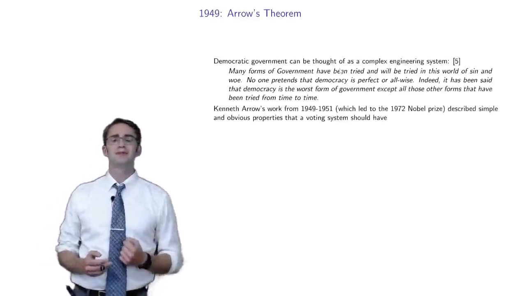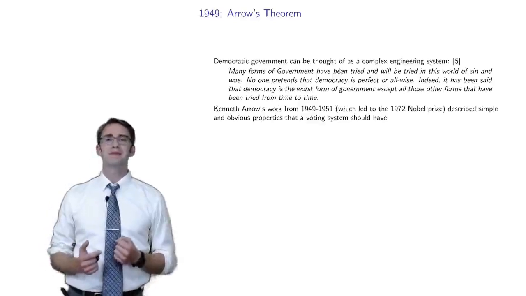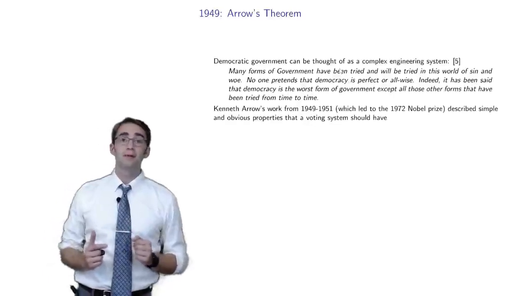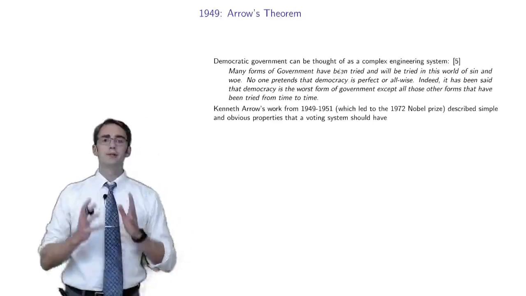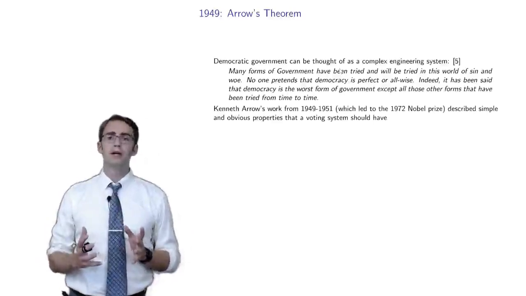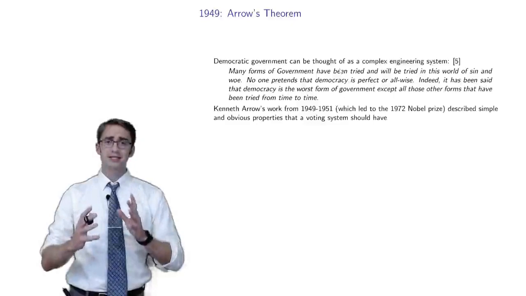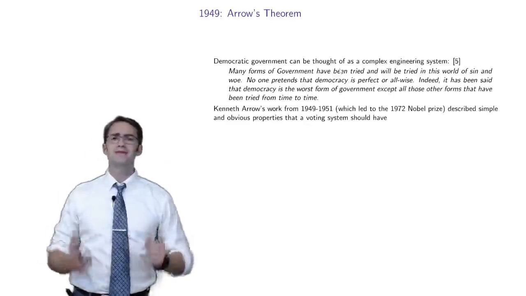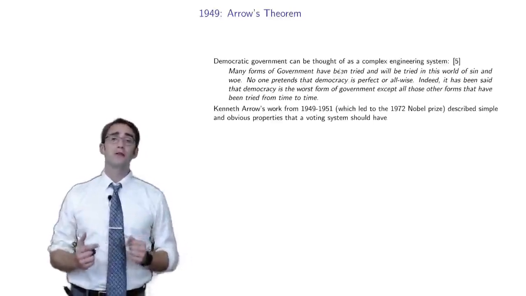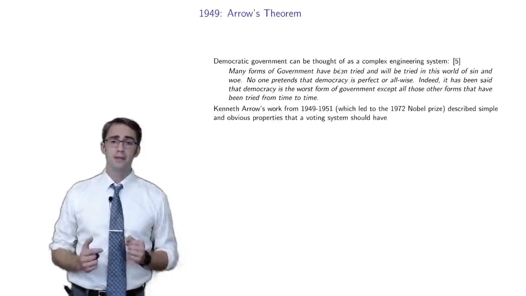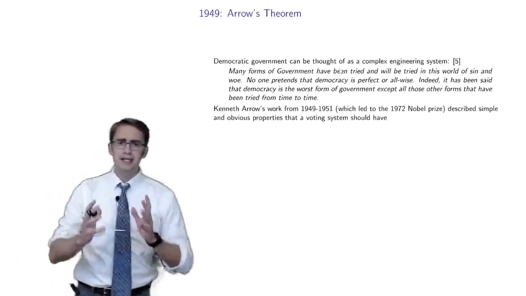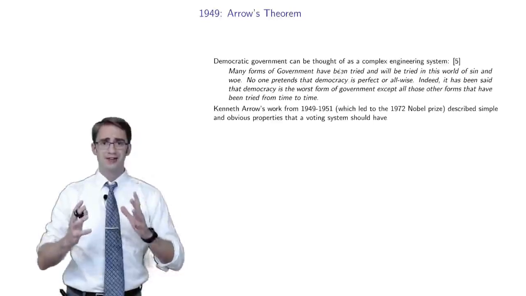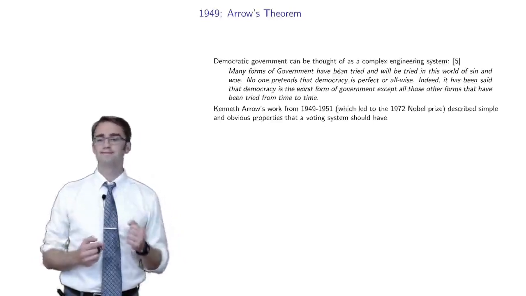1949 was when Ken Arrow's theorem became popular. So Ken Arrow was an economist who received a Nobel Prize in 1972, did work from 1949 to 1951 to try to model voting systems mathematically. Winston Churchill, I have a quote from him here. It said effectively that democracy is the worst form of government except for all the others. So Ken Arrow said, let's try and study voting systems from a mathematical perspective and try and say what works, what doesn't.